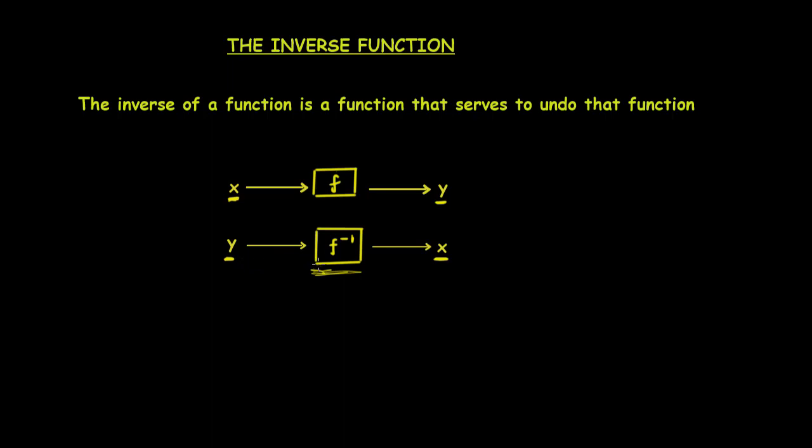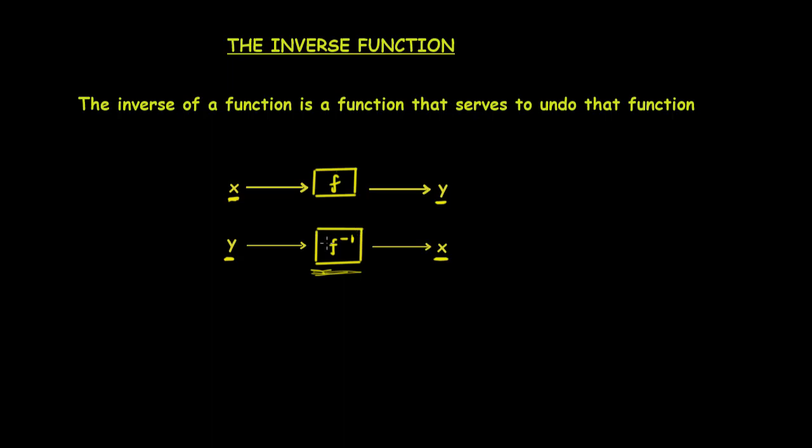I'm saying that F inverse is also a function on its own, so it must produce only one output. So note that if two input values produce the same output value in a function, that function does not have an inverse. So always note that.